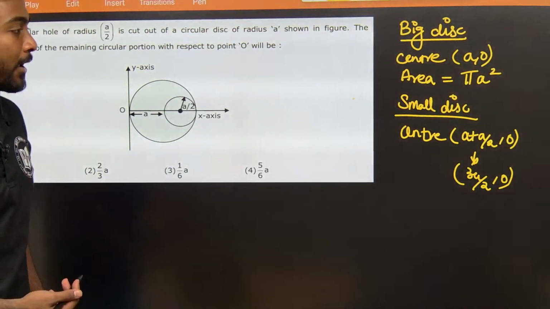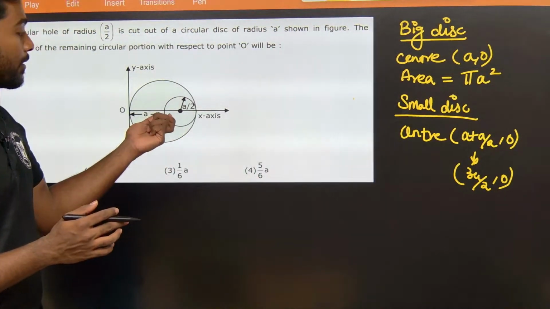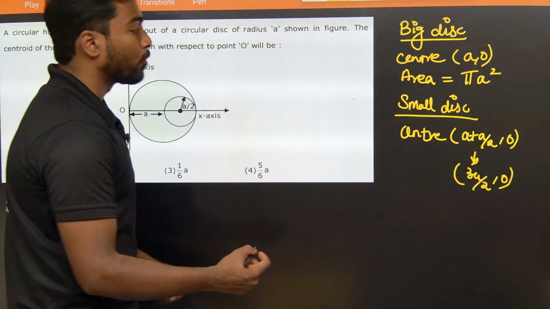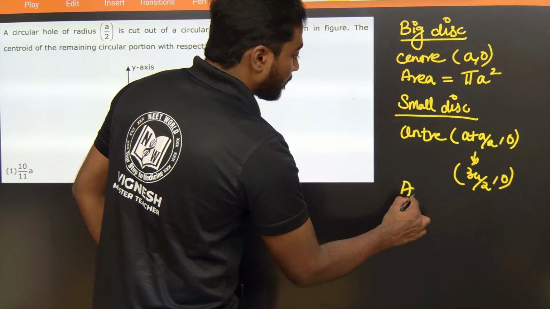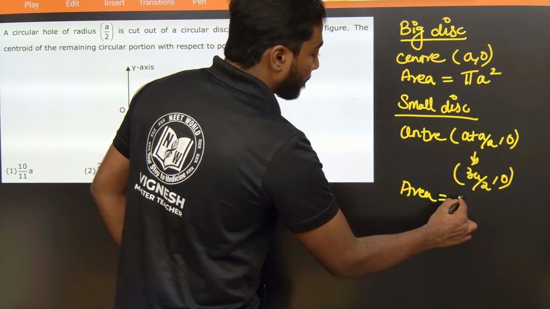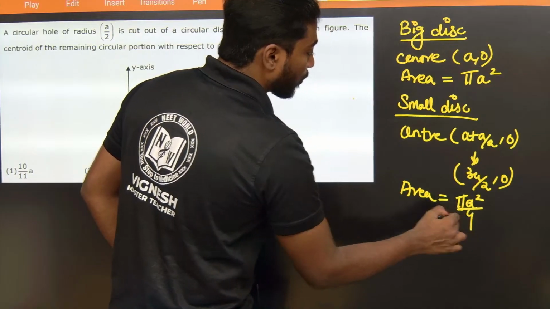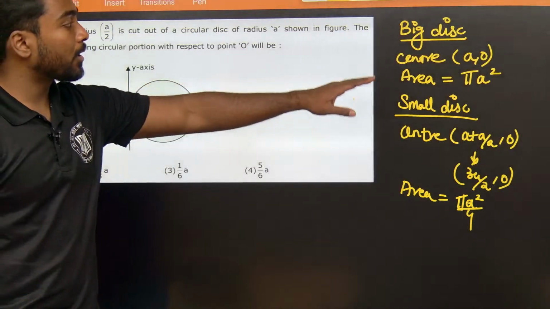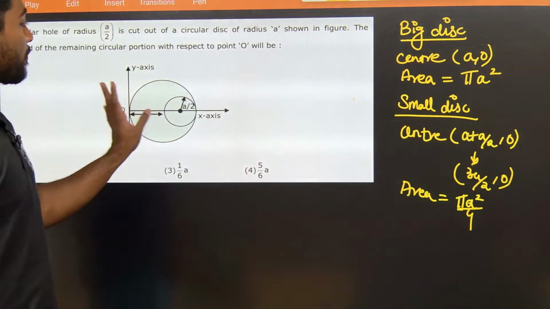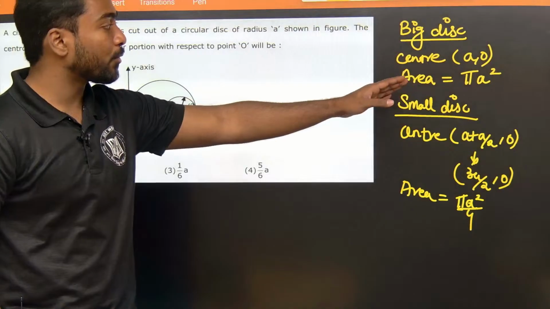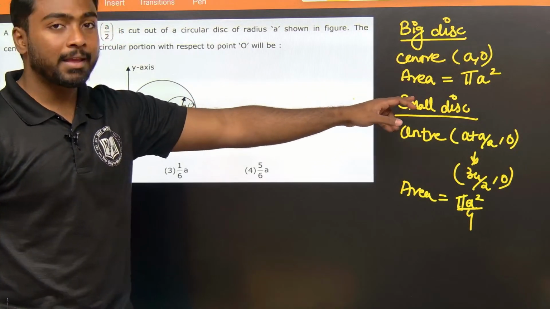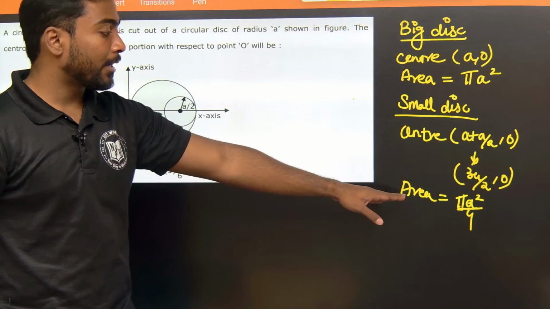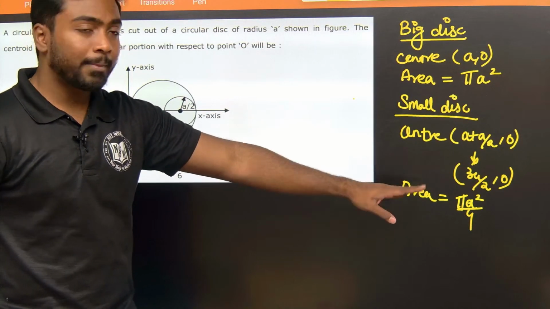What about the area? The radius is given a by 2, so pi r square means pi into a by 2 the whole square, so the area is pi a square by 4. So these are the given terms for the question. For the big disc, center is a comma 0 and area pi a square. For the small disc, center is 3a by 2 comma 0 and area pi a square by 4.